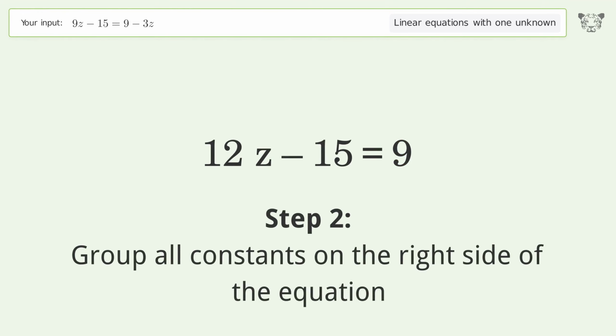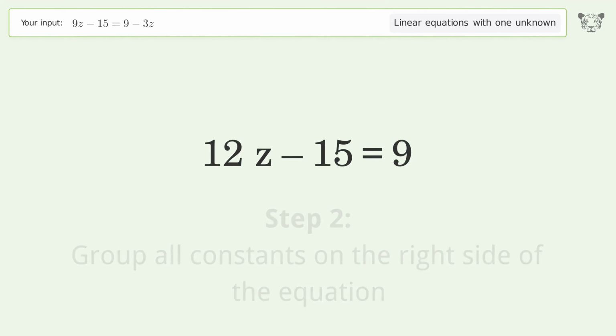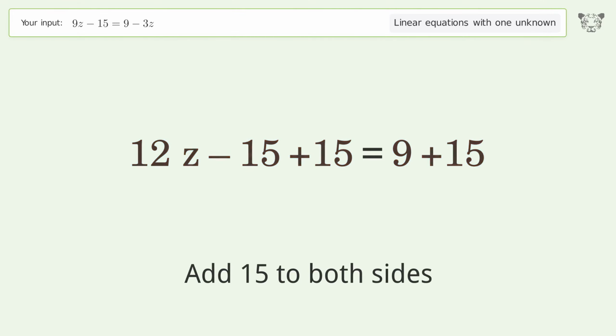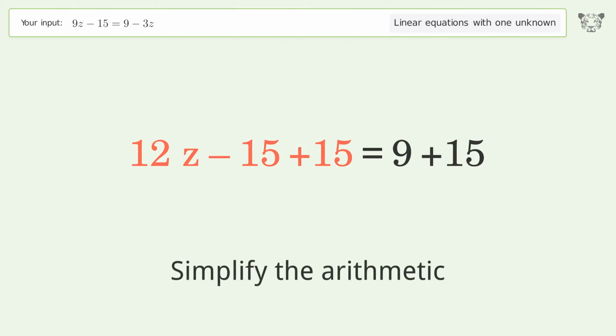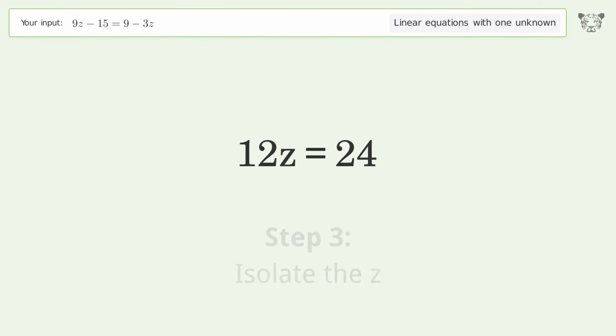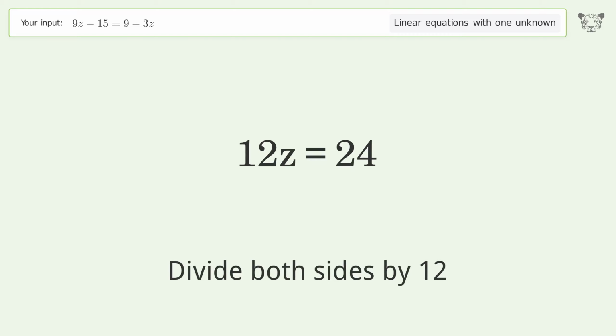Group all constants on the right side of the equation. Add 15 to both sides. Simplify the arithmetic. Isolate the z. Divide both sides by 12.